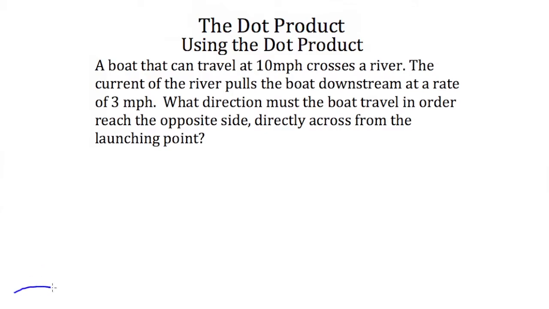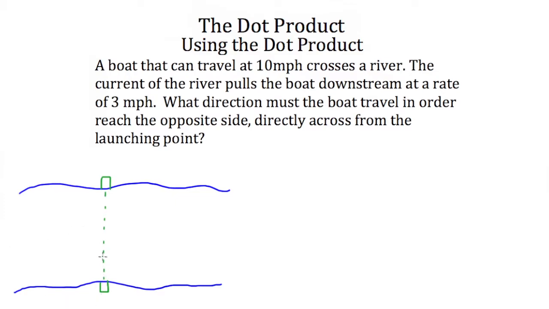So if we have a river, and we have our launching point, and we have our destination point, which is directly across from the river. This is the direction we want to travel. Now the current of this river travels downstream at 3 miles per hour. So what I want to do is drive my boat at some angle against the current. So when the current pulls me at 3 miles per hour, I end up directly across the river.